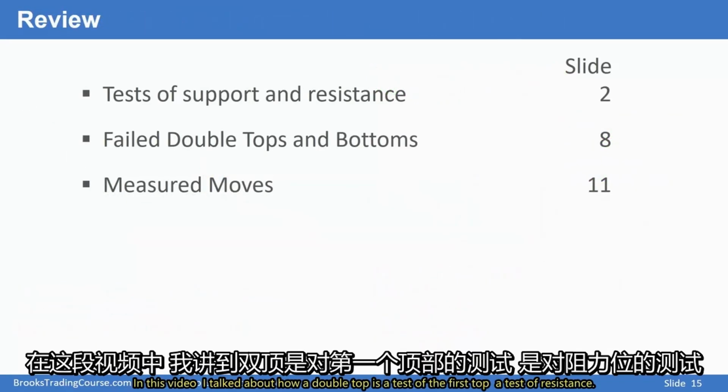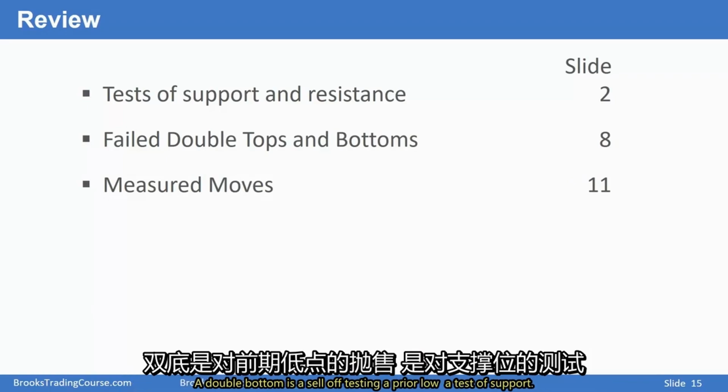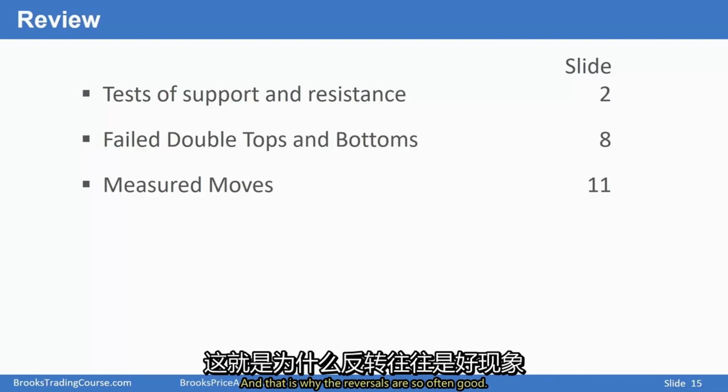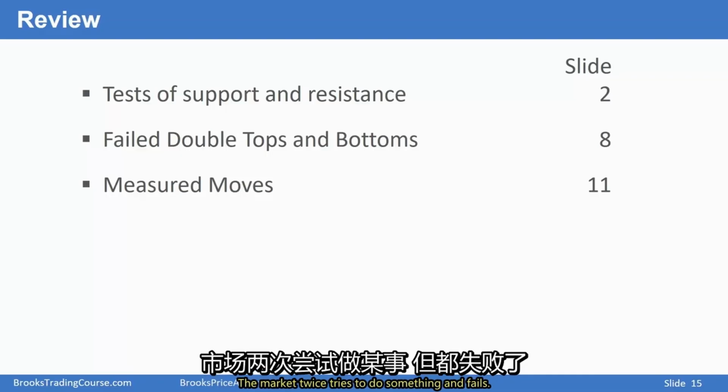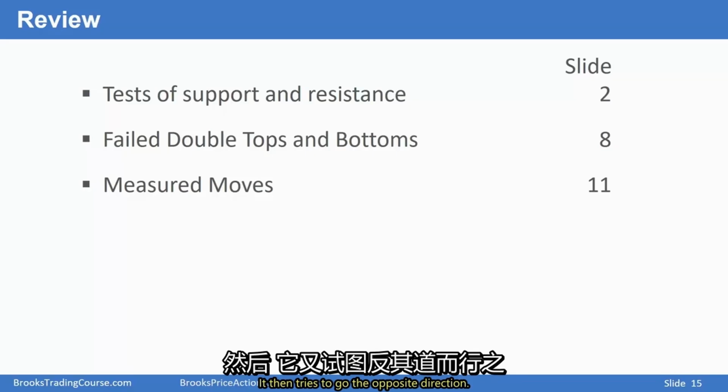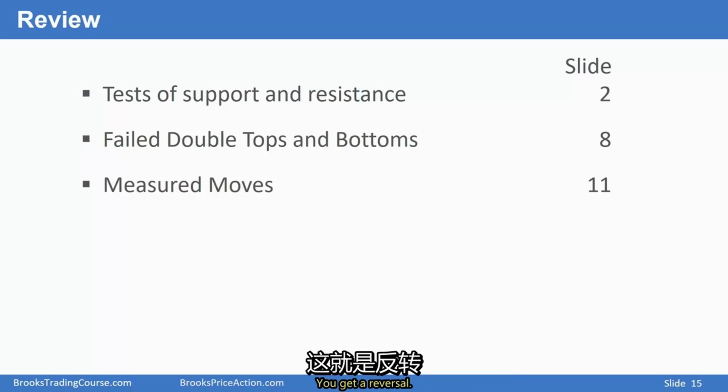In this video, I talked about how a double top is a test of the first top, a test of resistance. A double bottom is a sell-off testing a prior low, a test of support. And that is why the reversals are so often good. The market twice tries to do something and fails. It then tries to go the opposite direction. You get a reversal.